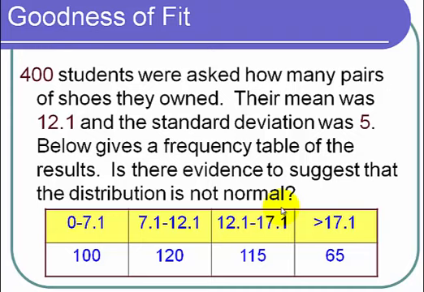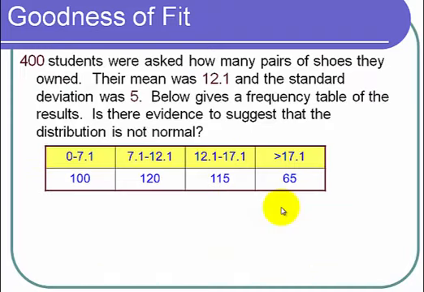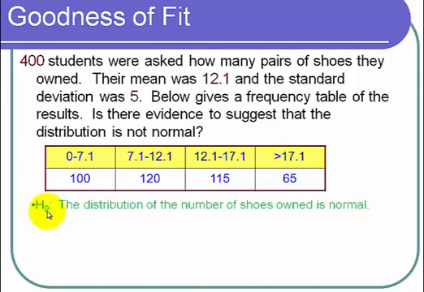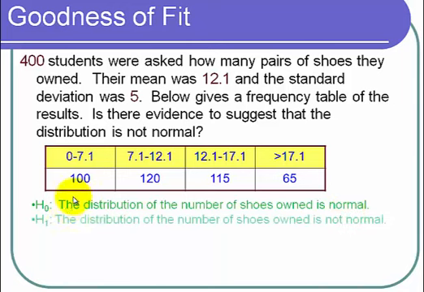So let's write down our null and alternative hypotheses. The null hypothesis, H naught, is the distribution of the number of shoes owned is normal. It fits the distribution. That means it is normal. Our H1 is the distribution of the number of shoes owned is not normal. It doesn't fit the distribution.